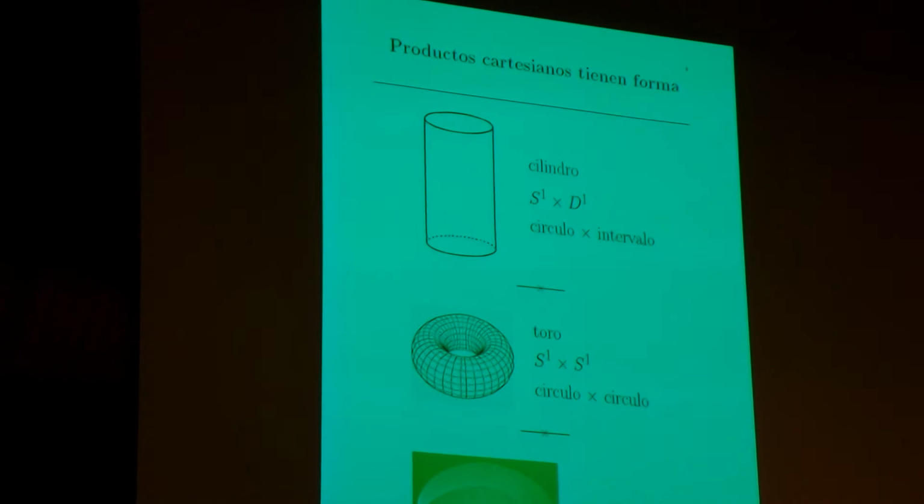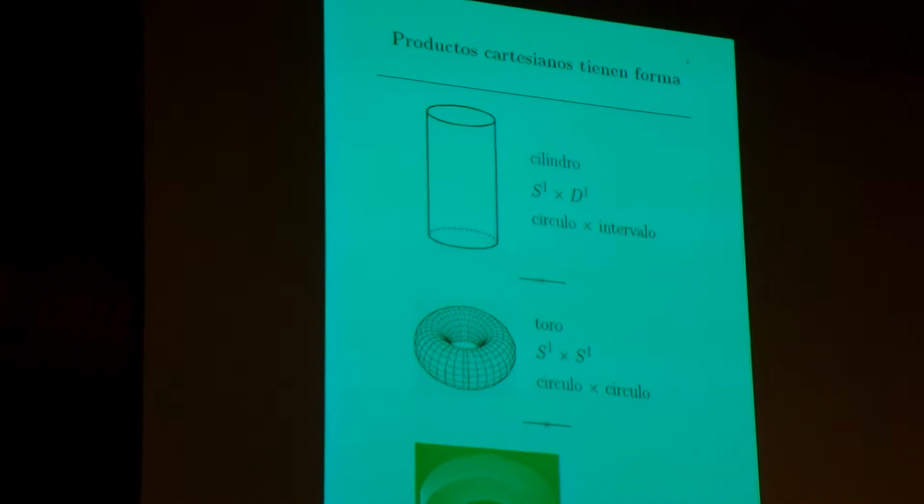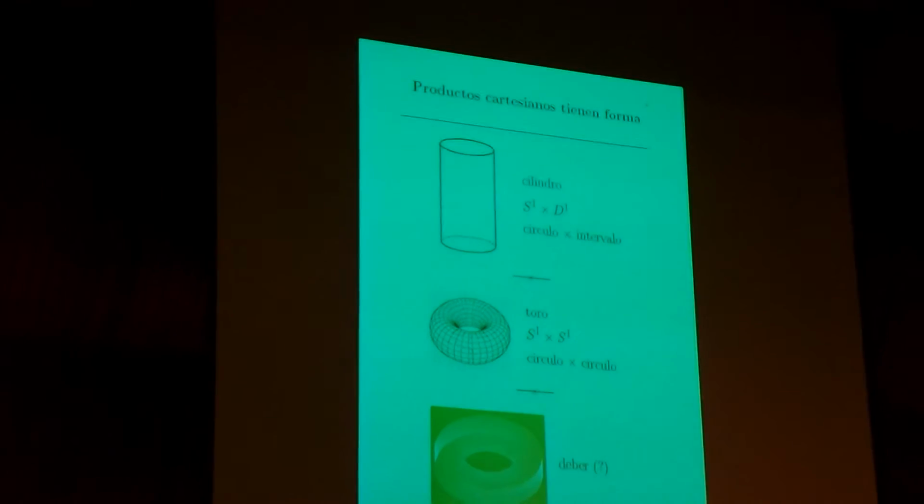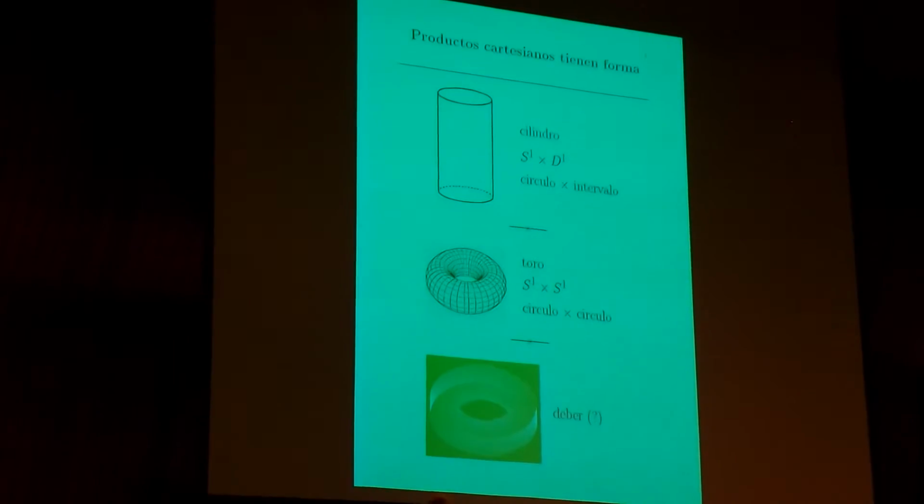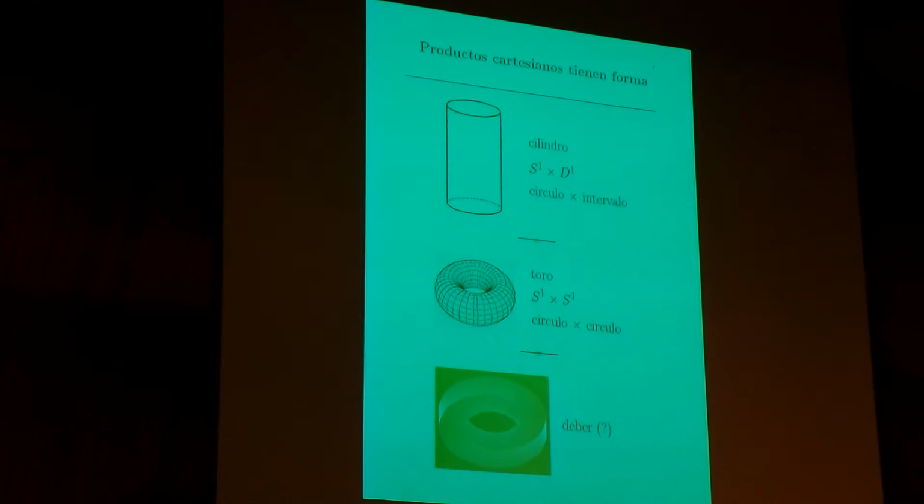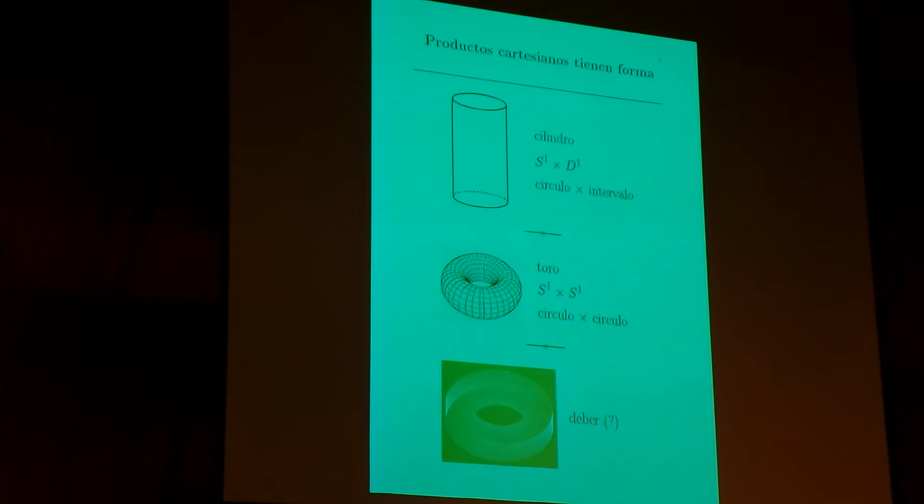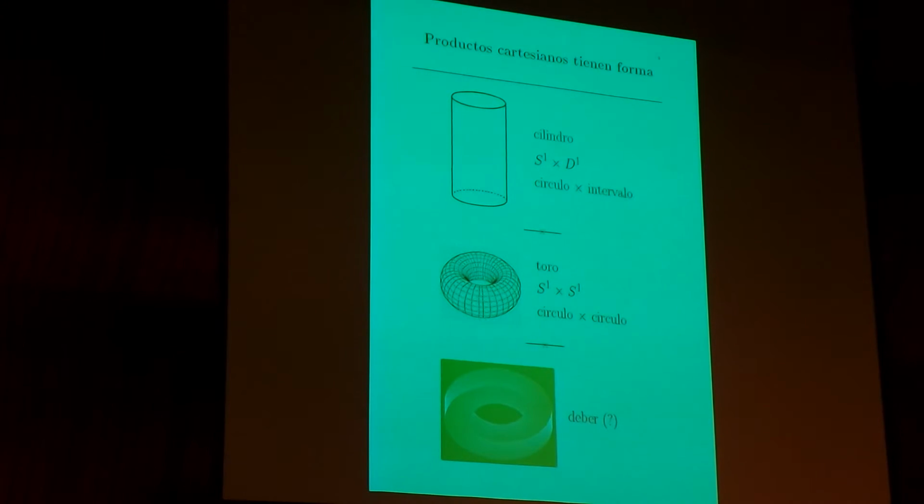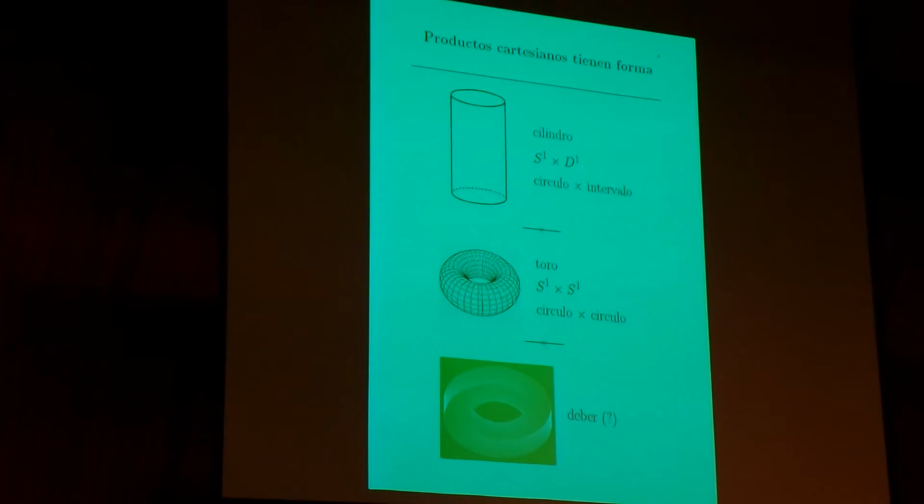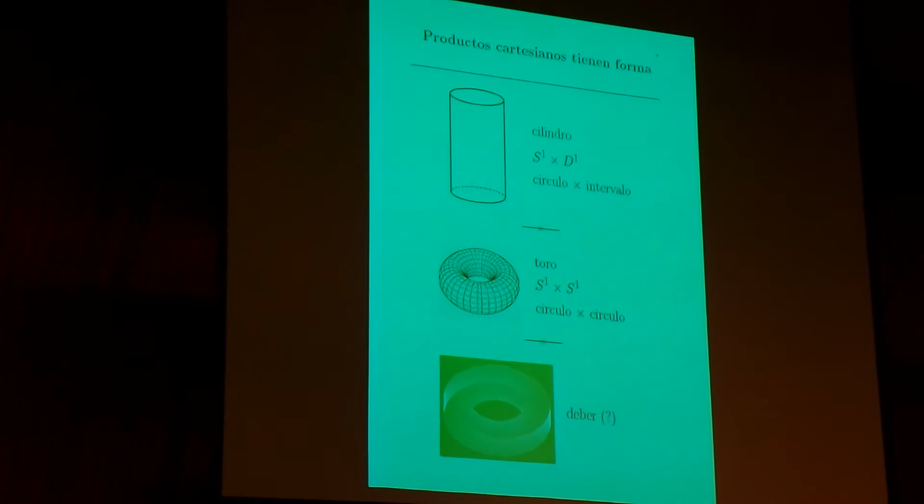Now, Cartesian products have shape. They have geometry. For example, the cylinder at the top is the Cartesian product of a circle with a disk. And below it, we see the example that we have seen all day. This torus is a Cartesian product. It is the Cartesian product of the circle with the circle.